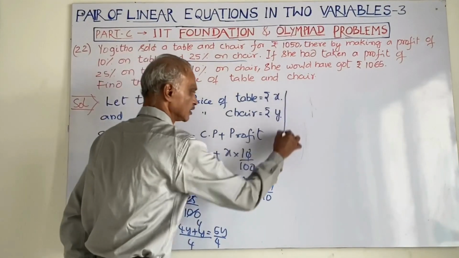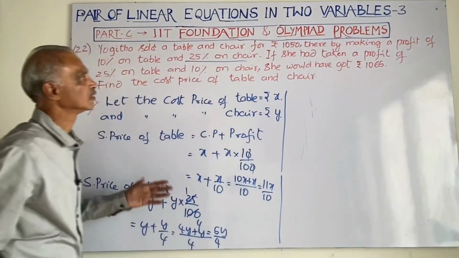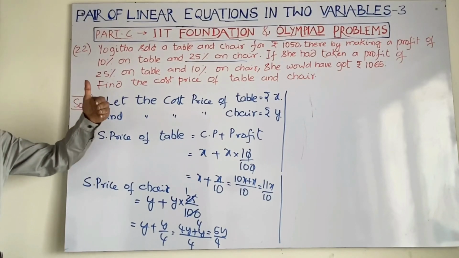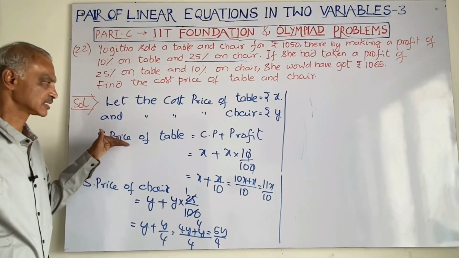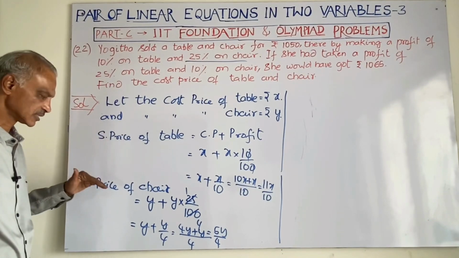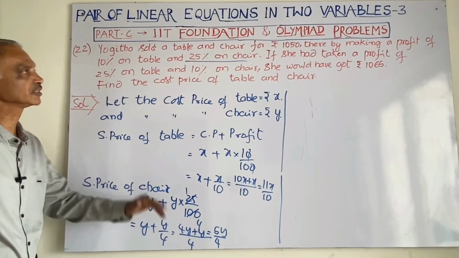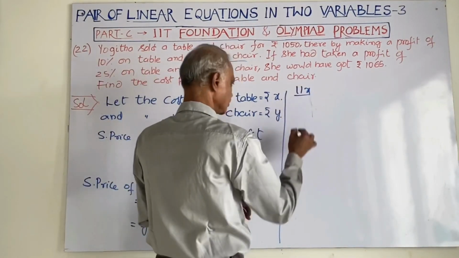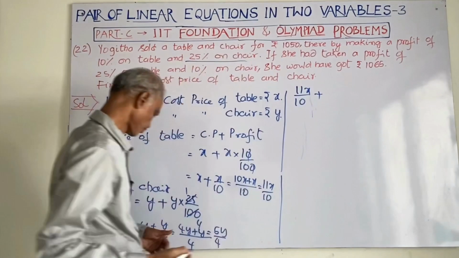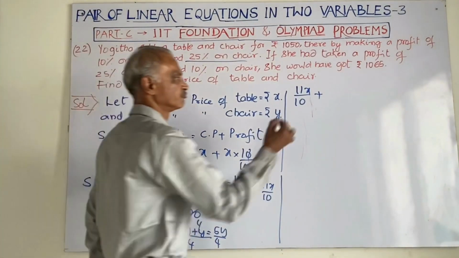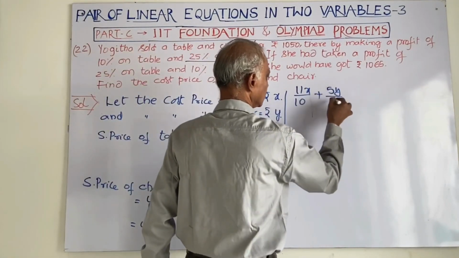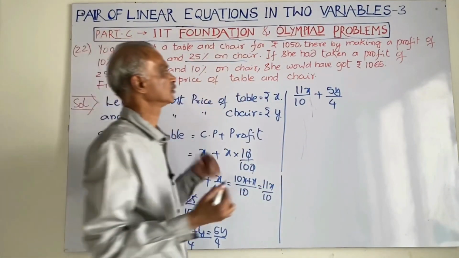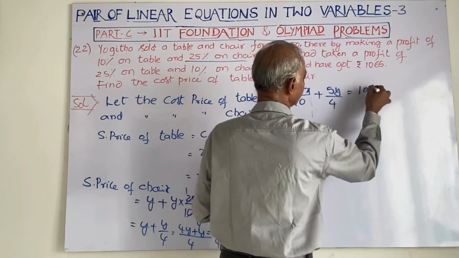Like this, she sold it for 1050 rupees. Selling price of the table plus selling price of the chair is equal to 1050, means 11x by 10 plus 5y by 4. This is selling price of table and chair. What is the total? 1050 rupees.